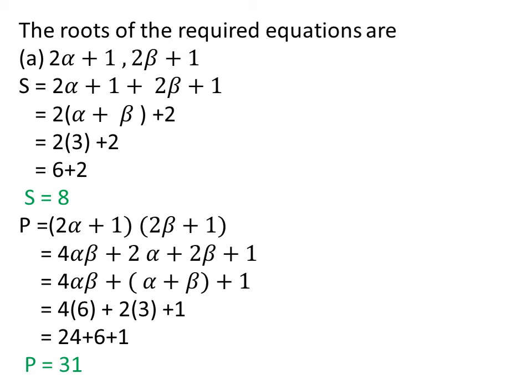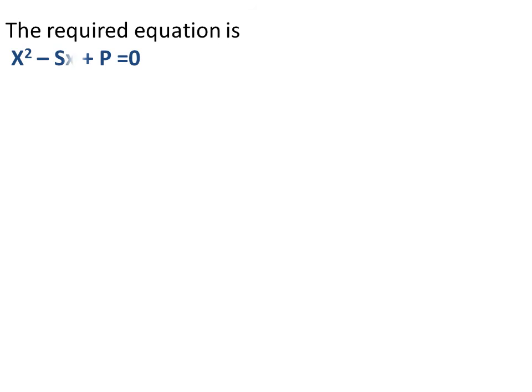So the sum of these roots equal to 8 and the product of these roots equal to 31. And we know that the required equation is x square minus sx plus p equal to 0. By putting the values of sum and product in this equation, as we have obtained sum equal to 8 and product equal to 31, we get our equation as x square minus 8x plus 31 equal to 0.